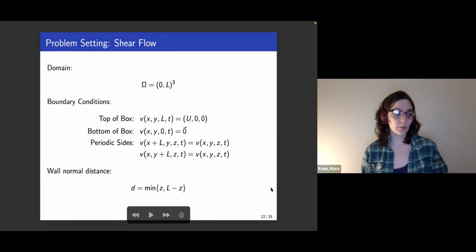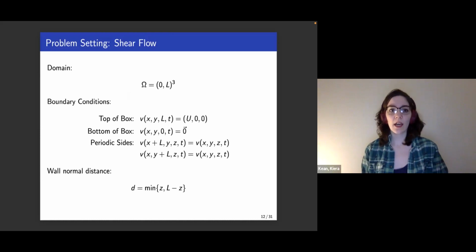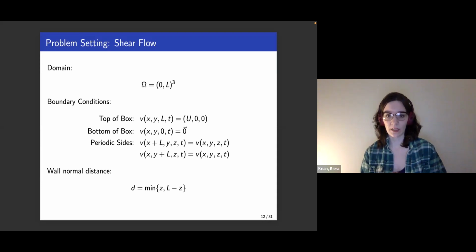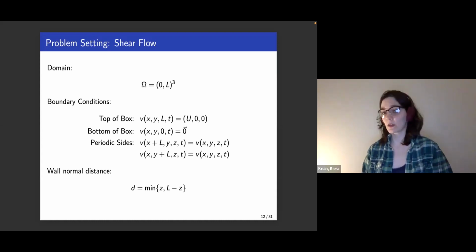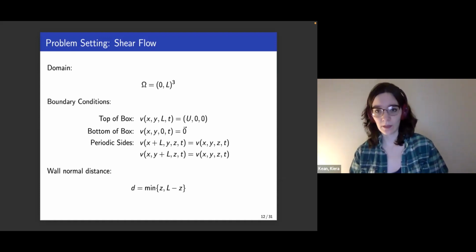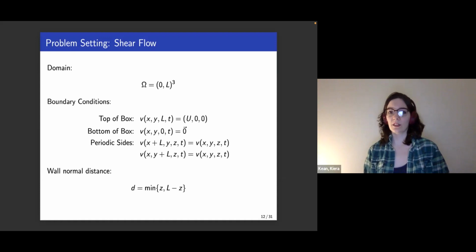So we look at the problem in the shear flow case. As we said, we're interested in what happens in the presence of boundary layers. So we take a box of length L. The top of the box moves in the x direction with a velocity u. The bottom of the box is fixed. And we have periodic sides in the x and y directions. For the K equation, we have 0 boundary conditions on the top and bottom. And the wall normal distance is just given as the minimum of the distance between the top and the bottom of the box.